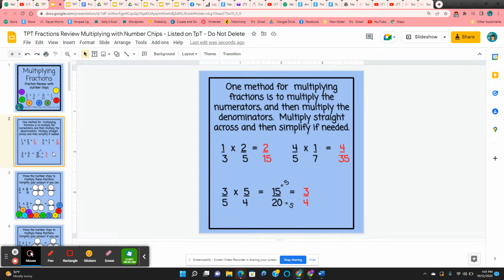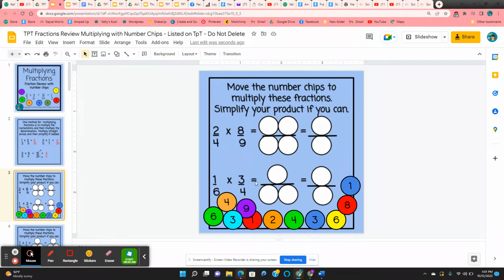It starts out explaining to the students the first method for multiplying fractions, which is to multiply straight across and then simplify. So they're shown how to do that, and then they're going to do a few on their own. Here they multiply straight across. They're going to get 2 times 8 is 16.